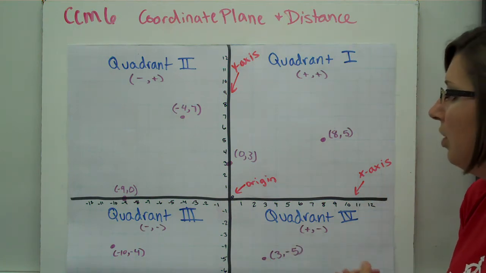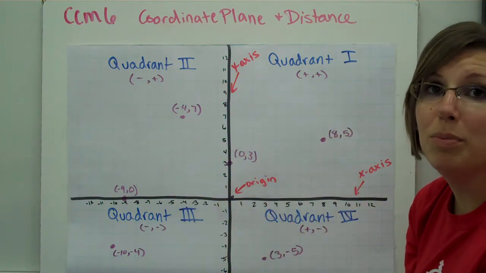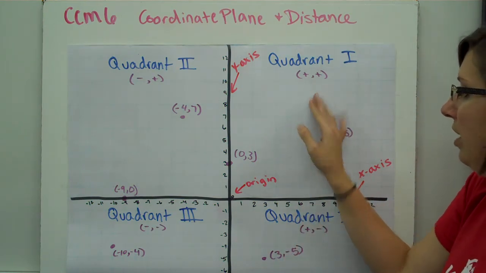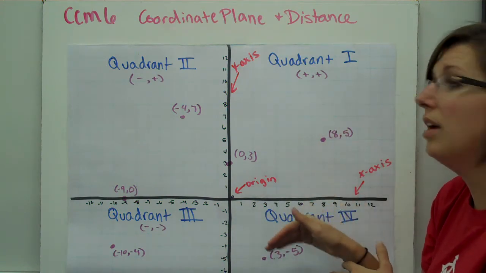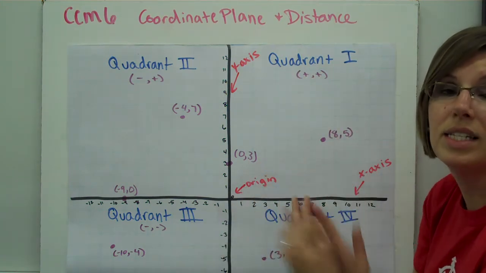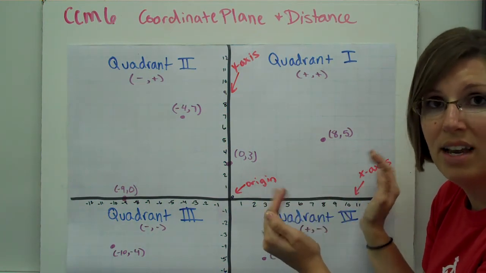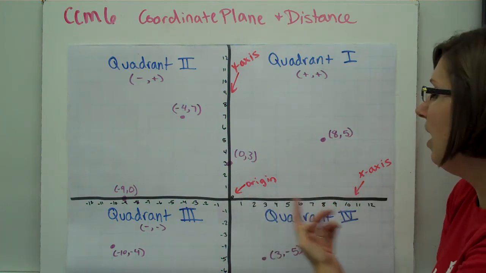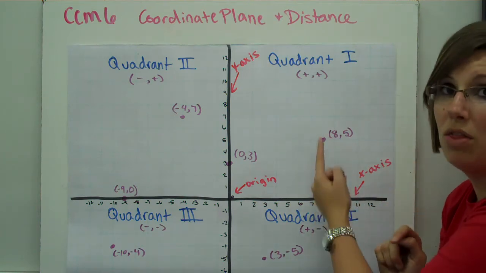Some other items I have written up here are points, and I've labeled the points with their coordinates. In quadrant 1, you have positive x values and positive y values. So I wrote positive comma positive inside a set of parentheses because when we write and label our points, we use parentheses, and the first number listed is how far we moved on the x-axis, and the second number listed is how far we moved on the y-axis.